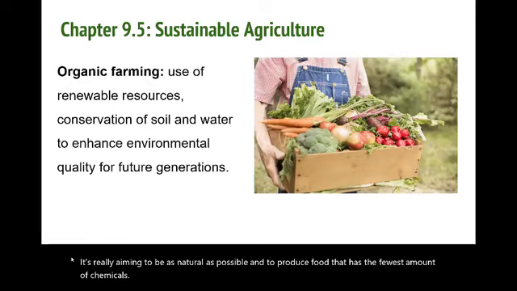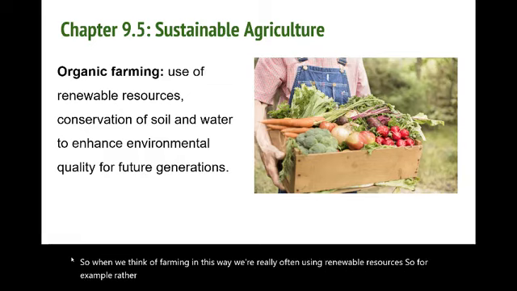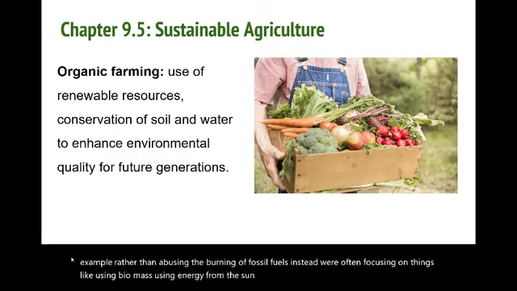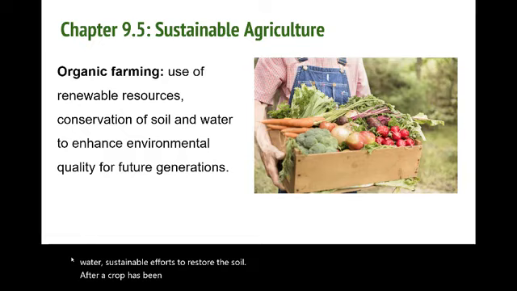So when we think of farming in this way, we're often using renewable resources. For example, rather than abusing the burning of fossil fuels, we're often focusing on things like using biomass, using energy from the sun, solar energy, and conserving the amount of water that's used, often by using, let's say, drip irrigation systems, small amounts of water, and sustainable efforts to restore the soil after a crop has been grown, really looking at what we're putting into the environment and how we're affecting the ecosystem.